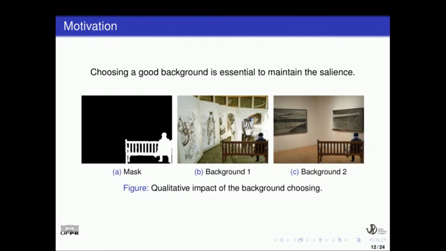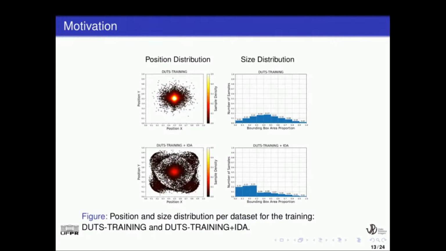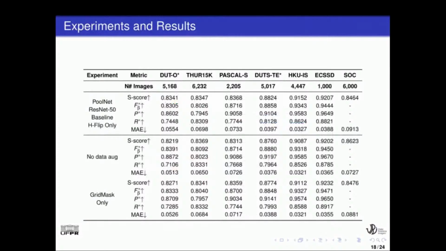Here's an example of the qualitative impact of the background choosing. Here, there's a plot that shows the difference between the original dataset and the dataset augmented by our technique. The original dataset is on the first row and the augmented one is on the second one. Note how the positions are more widespread and the objects are concentrated on smaller objects.